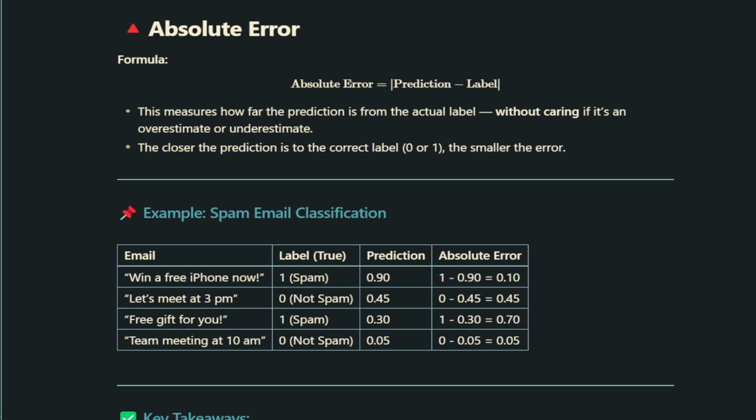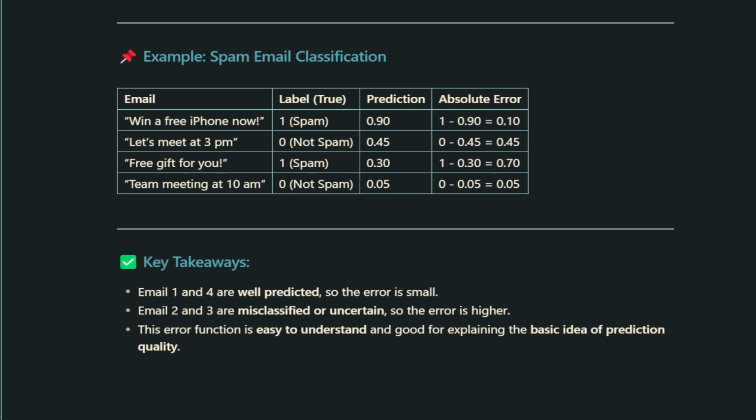Let's take an example of spam email classification. For the email, "win a free iPhone now," the true label is spam, which is 1. Our model predicts 0.90. The error is just 1 minus 0.90, which is 0.10. That's small. So it's a good prediction. For "let's meet at 3 p.m.," the label is not spam, which is 0, but the model predicts 0.45. The error is 0 minus 0.45, which is 0.45. That's a bit larger, meaning the model was uncertain.